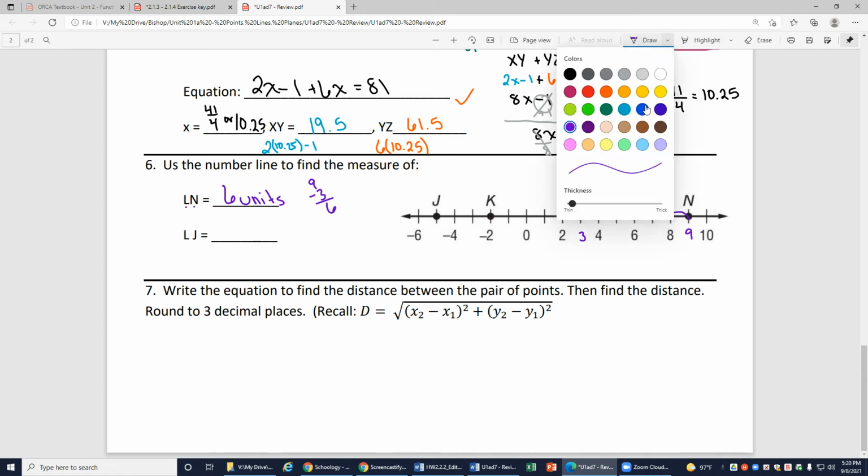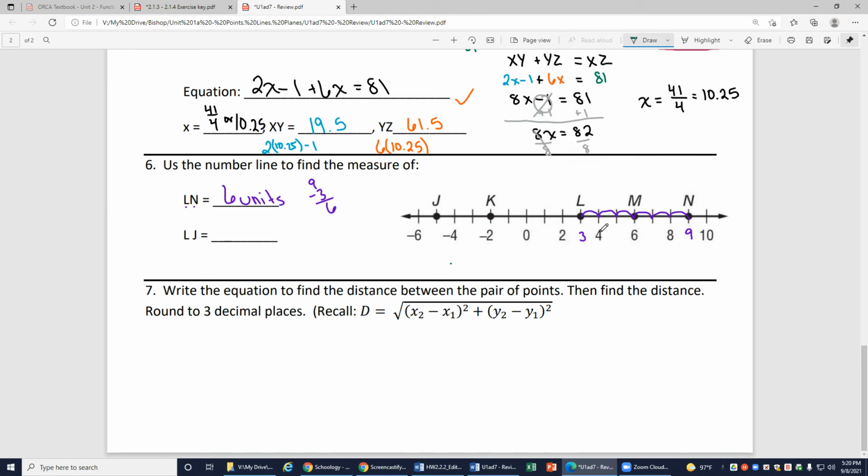Okay. All right, same thing. Let's do L to J this time. So for L to J, I'm going from L to J. Okay, and when we do that, if I start here at L and I count, it's 1, 2, 3, 4, 5, 6, 7, 8 units.